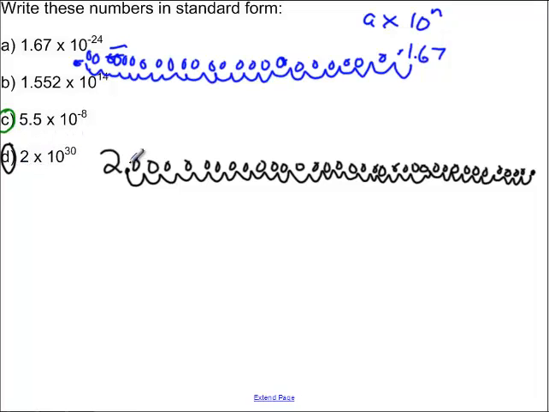So there's the bottom line. For class, come into class and be able to show me what that answer is: 5.5 times 10 to the negative 8. Show me what that answer is, and we'll go from there.